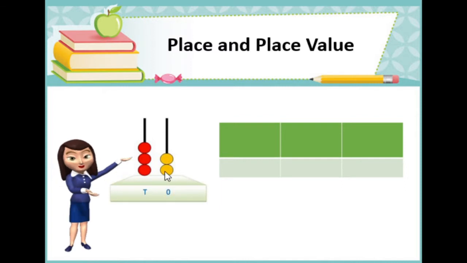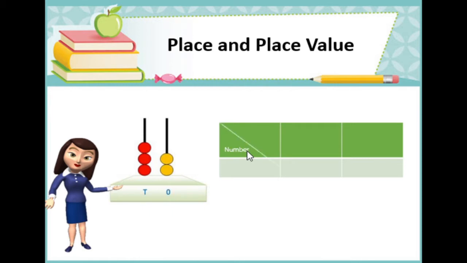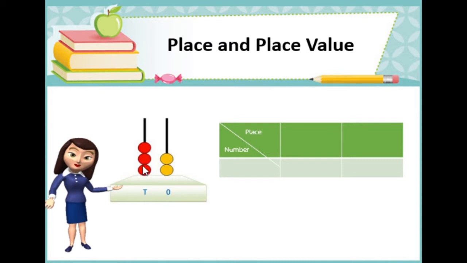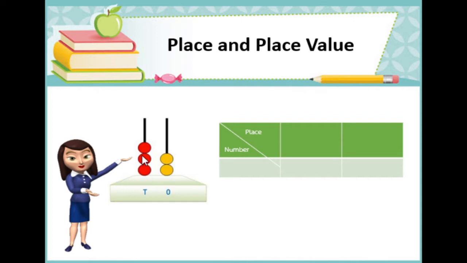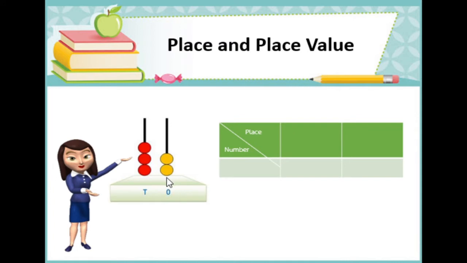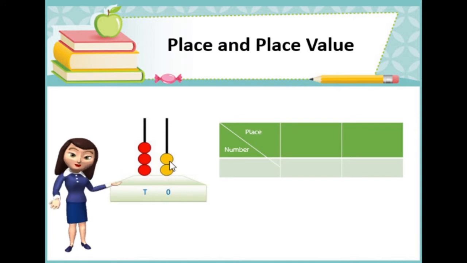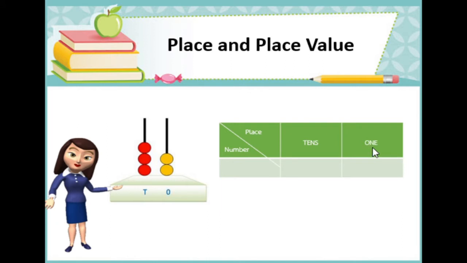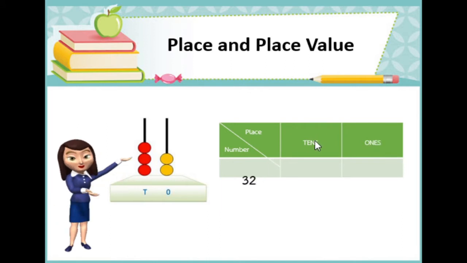Example, looking at this abacus, we only have 2 places. So we put here number, place. How many beads are in the tens place? 1, 2, 3. There are 3 beads. How about the ones place? 1, 2. It has 2 beads. So the number would be 32. We have here tens, we have here ones.